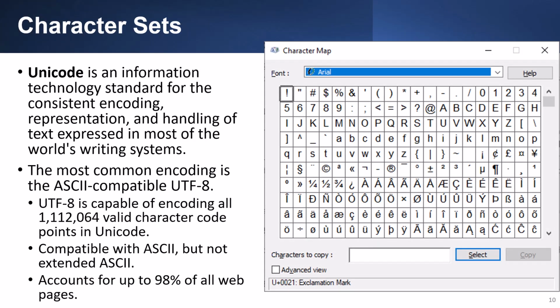Unicode is an information technology standard for consistent encoding, representation, and handling of text expressed in most of the world's writing systems. The most common encoding is the ASCII-compatible UTF-8. UTF-8 is capable of encoding all 1,112,064 valid character code points in Unicode. It is compatible with ASCII, but not extended ASCII. It accounts for up to 98% of all web pages.